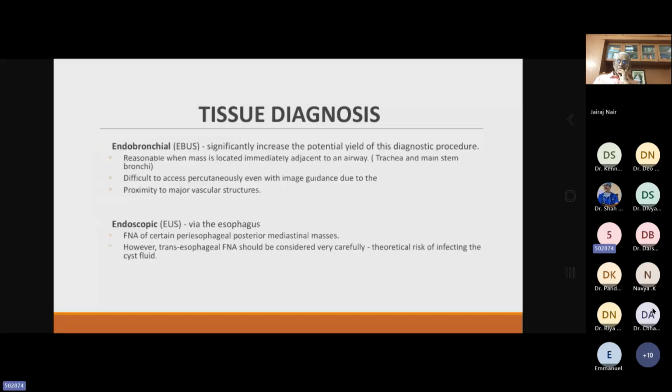Second, endobronchial ultrasound-guided biopsy significantly increases the potential yield of this diagnostic procedure. It's reasonable when the mass is located immediately adjacent to the airway, including the trachea and main stem bronchi, which is difficult to access percutaneously even with image guidance due to the proximity to major vascular structures. Endoscopic ultrasound, which is done via the esophagus.